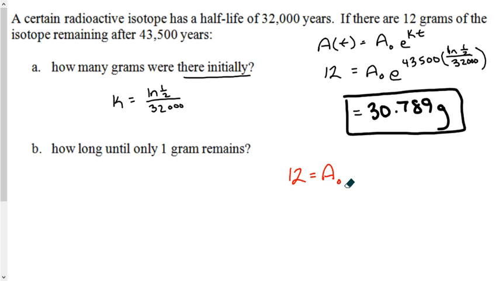So in this case, though, we need to know how many times we're multiplying this by 1/2. So I'll say 1/2, and then 43,500 over 32,000. That's how many halvings are going to happen. And if you look at this, it comes out to be a little bit more than 1. It comes out to be 1.39375. So a little more than 1 halving happened.